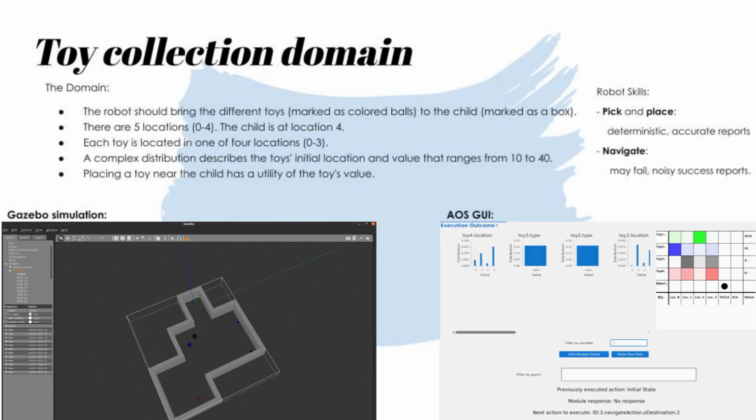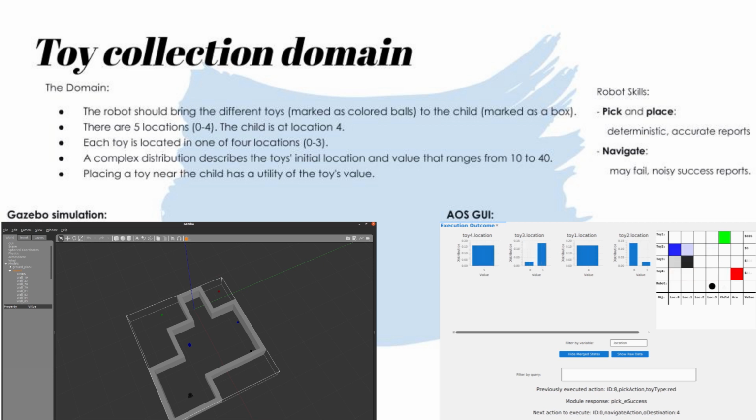To conclude, we will see how the AOS solves the toy collection domain, which is a full POMDP. A robot receives a reward for bringing toys to a child. The toys' locations and values are unknown to the robot, yet some prior knowledge is given for the initial belief. The robot has a navigation skill that may fail and has a noisy report for its success. The pick skill can only be used 6 times, and it only works if the robot is near the exact toy it tries to pick, yet it receives an accurate observation of the pick's success.